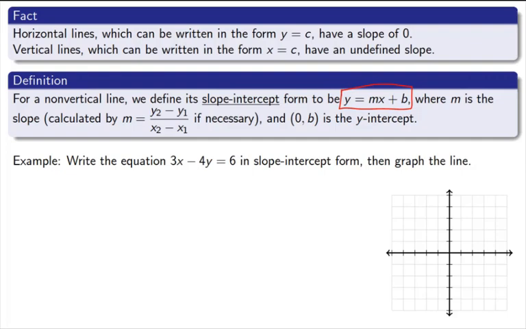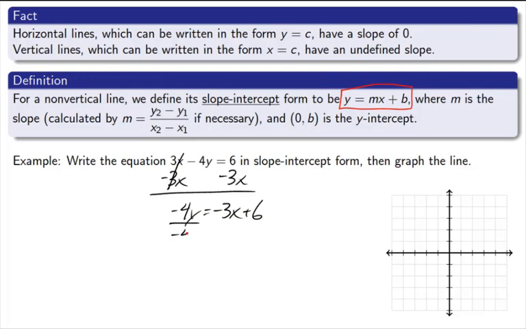We want to write this equation in slope-intercept form. So standard form it's already in. But if I want to write it in slope-intercept form, I need to solve for y. So I'm going to subtract 3x from both sides. And these two are not like terms, so they're not going to combine. But I get negative 4y equals negative 3x plus 6.